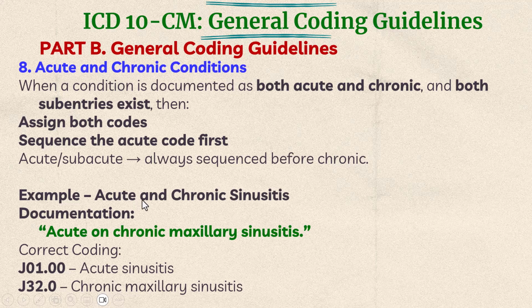A patient having acute and chronic sinusitis. The documentation says acute and chronic maxillary sinusitis. So here you have to code the acute condition first. So J01.00, that is for acute maxillary sinusitis, and J32.0 for chronic maxillary sinusitis.